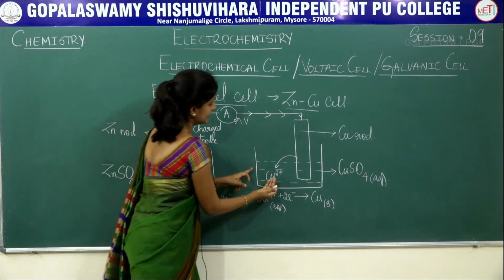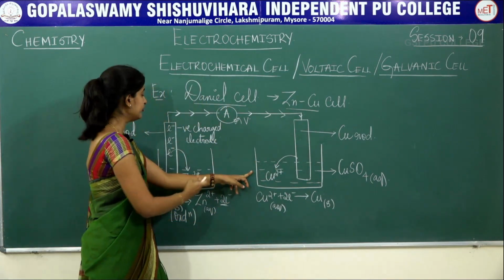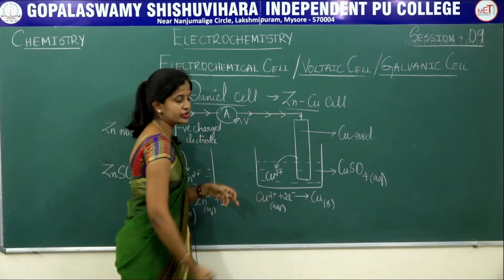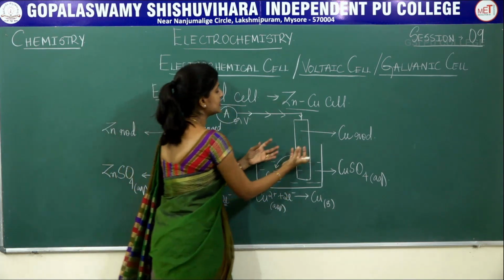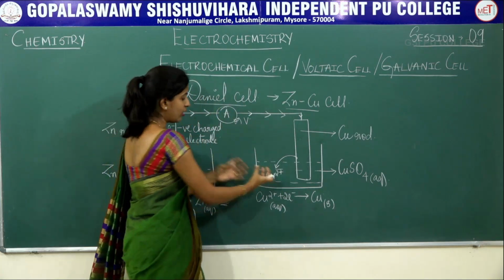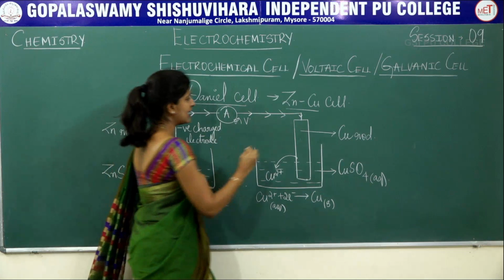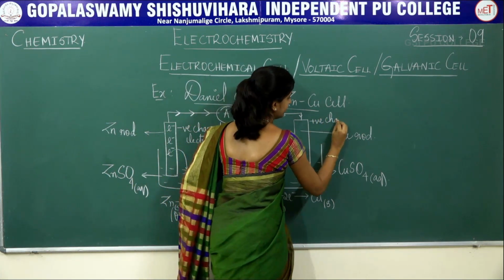So the copper ions present in your aqueous medium grab the electrons that are coming from your negatively charged electrode. As a result, they get reduced into copper atoms. Since the electrons are pulled out by the ions, this rod now becomes electron poor. As a result, this becomes the positively charged electrode.